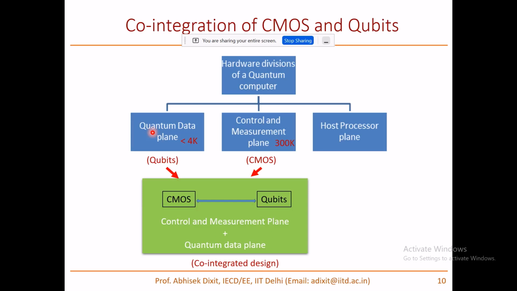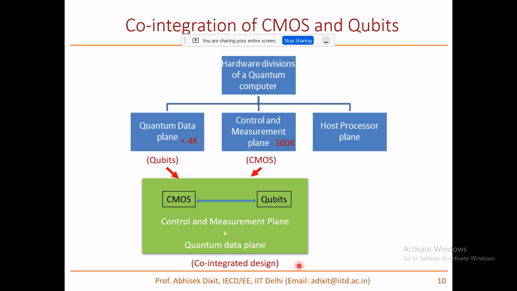So then what we are proposing is, CMOS is anyway there for the control and measurement plane. Let's make qubits also out of CMOS, so that everything is CMOS in these two parts. That's what we are calling a co-integrated design. It's a big thing, but since we are talking about millions of qubits, we don't know of any other technology than CMOS where you can make so many complex things with very little variability and very high success rate. So the hope is that if we try to do it this way, eventually we'll be able to make many large qubit systems and real quantum processors.